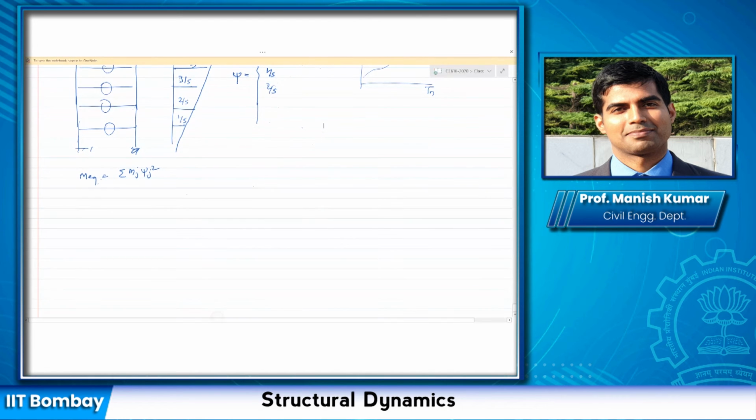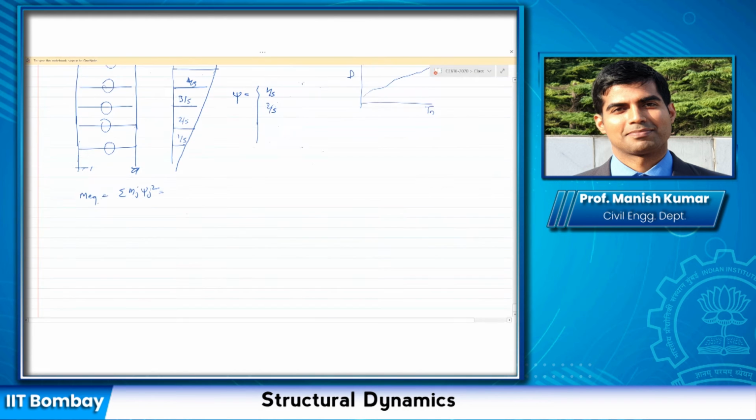And then the way to do it is to write down mj times the first modal coordinate, which is m times 1/5 square, then m times 2/5 square, and so on, m times 5/5, which is 1 square, and that will give you the m equivalent. How much does it come out to be? This m equivalent here, anybody? 2.2.